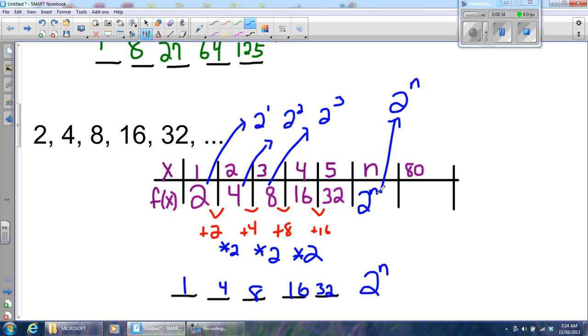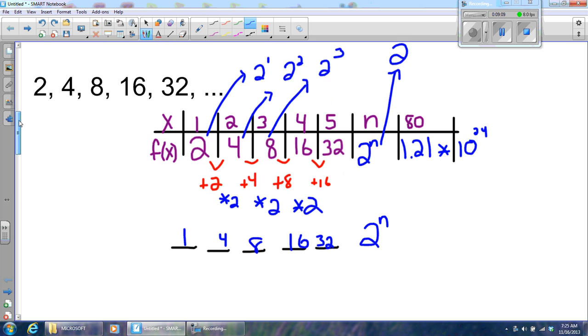Okay, now to do the 80th one, that is going to be one big puppy. That's going to be a large number into scientific notation. 2 to the 80th is going to be 1.21, and that's rounded, of course, times 10 to the 24th power. A very, very large number. A larger number than you even know how to read. Yeah, it's humongous.